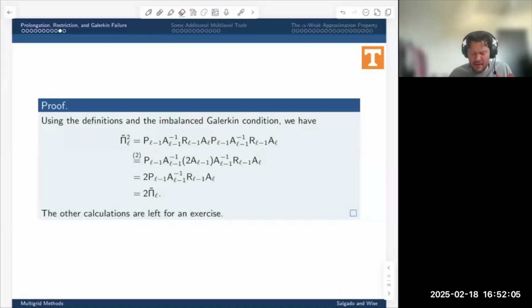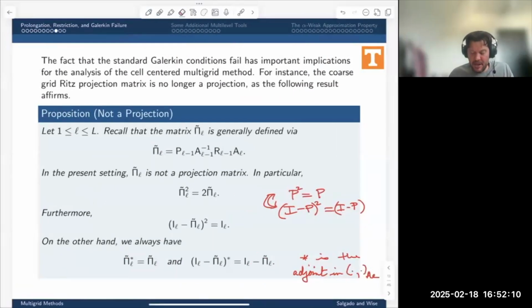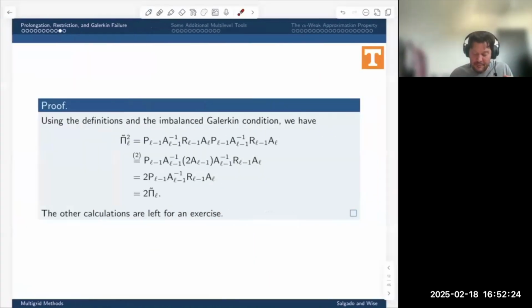Now, the other calculations are fairly straightforward to do. Once you know this information, then it's fairly easy to do this calculation. And I'm just going to let you check that these two things are true, that they're both still self-adjoint matrices. Those are left for an exercise. I'm leaving you a few exercises to do on your own, but they're mostly just calculations. So they are proofs, but they're proofs just by plugging in and doing the algebra.